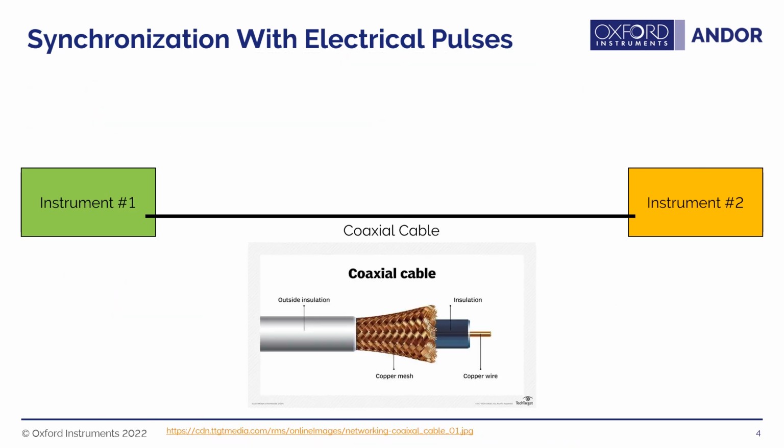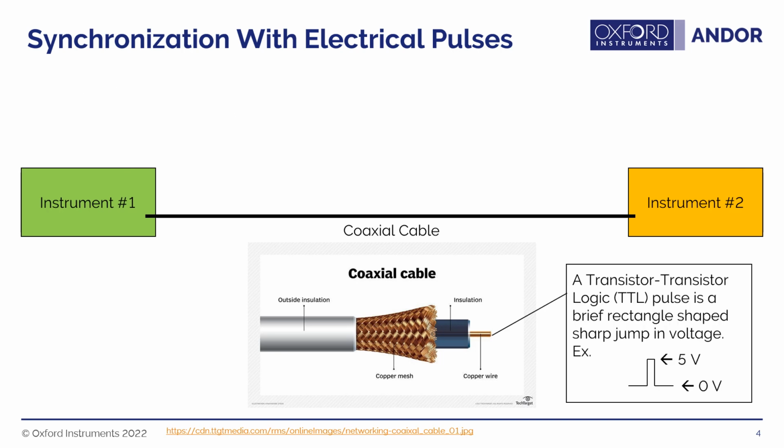So now that we have a coaxial cable going from instrument 1 to instrument 2, instrument 1 can think, let's start. I will send a TTL pulse. So you may ask, what is a TTL pulse? It is a transistor-transistor logic pulse that's in the shape of a brief rectangular shaped sharp jump in voltage. What that looks like is the signal normally is at 0 volts, and then it rises up to anywhere from around 3 to 5 volts or so, and then falls back down again.